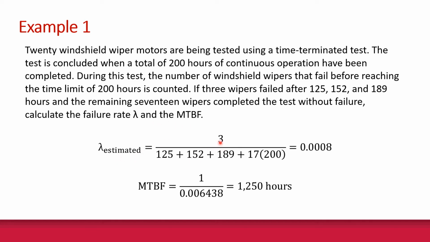So here we can simply plug in our formulas. 3 windshield wipers failed. We can divide by the number of hours that it took. So 1 failed at 125 hours, 1 failed at 152 hours, 1 failed at 189 hours, and 17 kept working for the entire time period. So we have to include that in the denominator as well. So we calculate this, we get 0.0008, and I rounded this off. So if you take the reciprocal of this number, you get the mean time between failures is 1,250 hours.